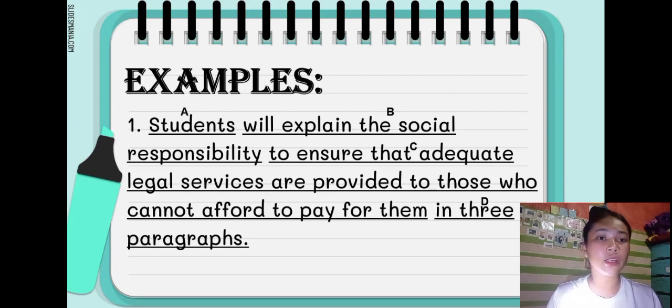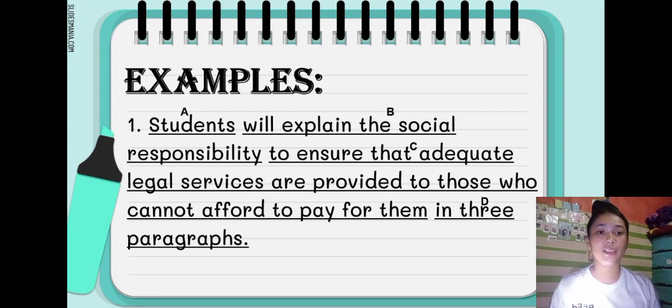So our audience here is the students. Then our behavior here is will explain the social responsibility. So it talks about the behavior of the students. Then to ensure that adequate legal services are provided to those who cannot afford to pay for them is our condition. Then lastly, our degree is in 3 paragraphs.